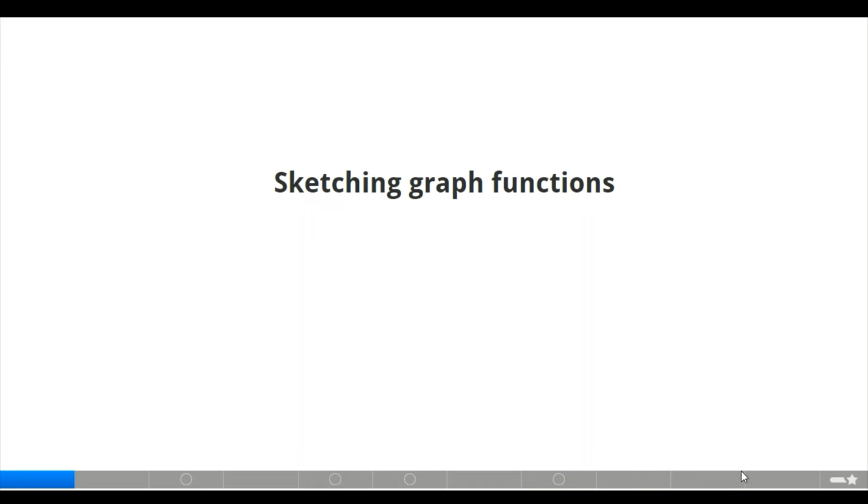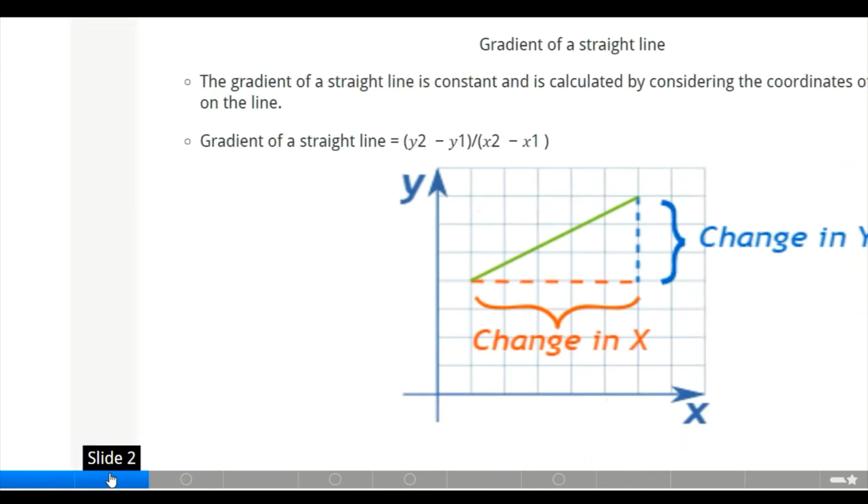Under our mathematics class, we're going to be looking at how to sketch graph functions, and here we're going to be calculating gradients of lines. When we have a straight line, how can we calculate its gradient? And when we have a curved line, like a parabola or hyperbola shape, how do we calculate its gradient? We have our interactive class here that will serve as a guide for this class.